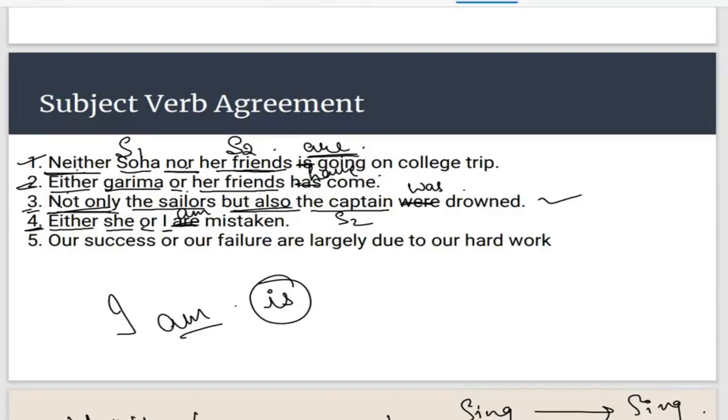Clear? Why is it confusing? It's very simple. You just need to do proper revision. It will be clear in your mind. So I hope question number 4 is clear to all of you. Now have a look at question number 5.